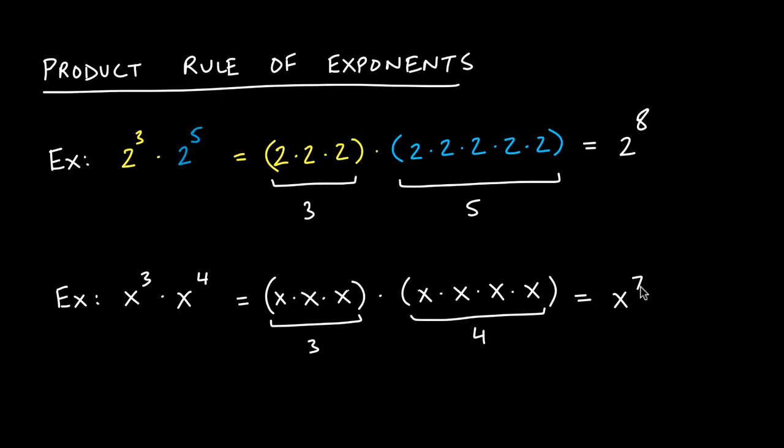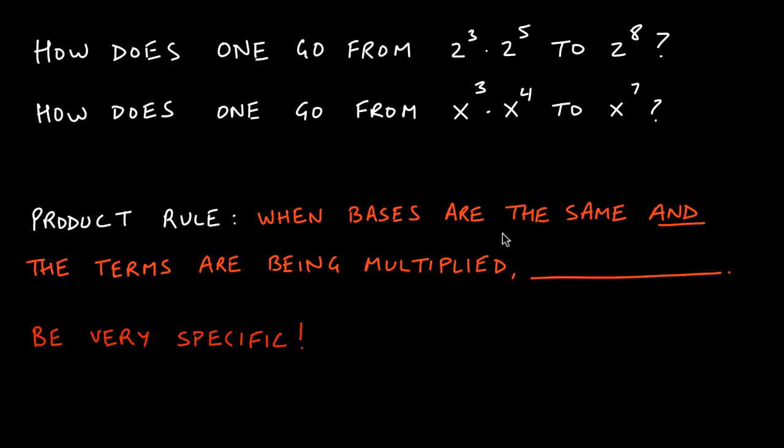So now a couple of motivating questions. How does one go from 2 to the 3rd times 2 to the 5th to 2 to the 8th directly? Similarly, if you start with x to the 3rd and x to the 4th being multiplied, how do you get to x to the 7th directly?